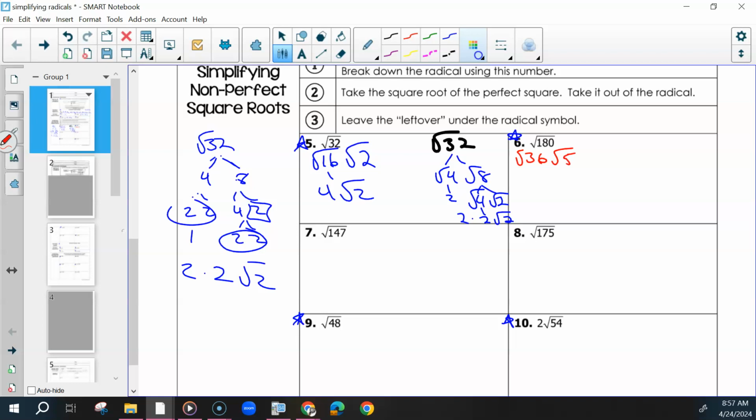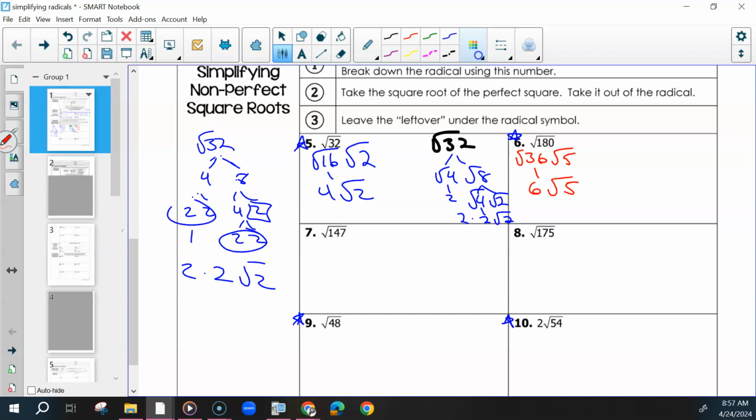And the square root of 36 is what? And that would be my final answer: 6 times the square root of 5, because 5 can't be broken down anymore.